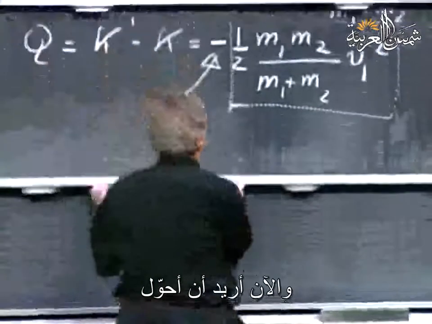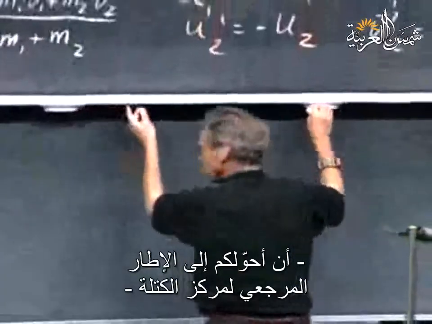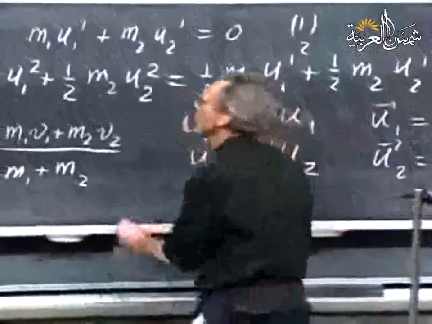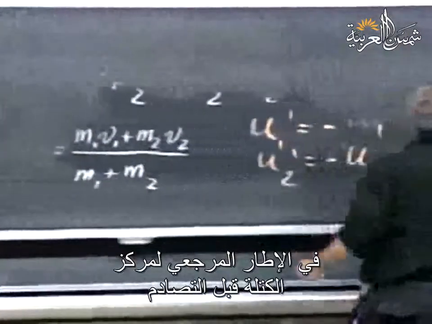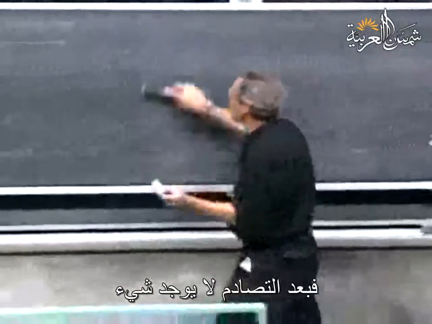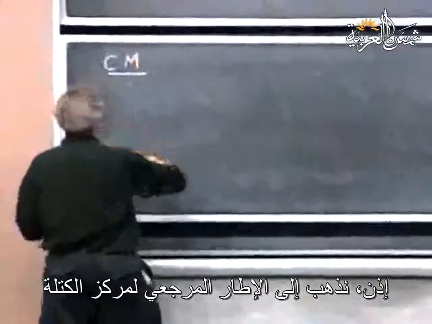And so I'm going to transfer you now to the center of mass frame, and then we will calculate how much energy there was in the center of mass frame before the collision, because after the collision there is nothing. There is zero in case of a completely inelastic collision. There is no kinetic energy left in the center of mass frame. So we go to the center of mass frame.